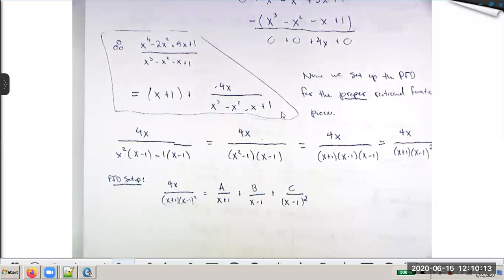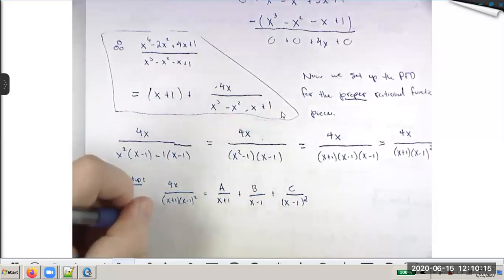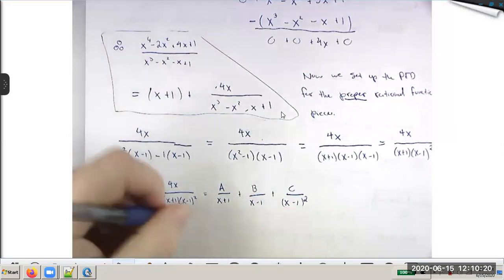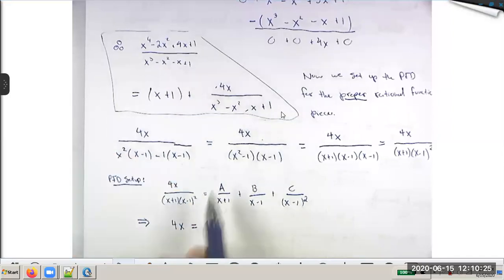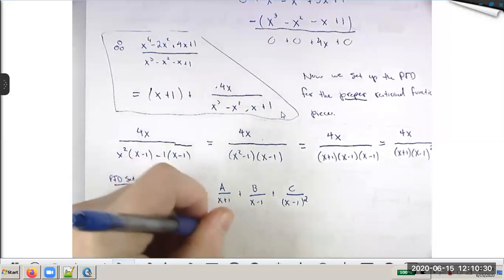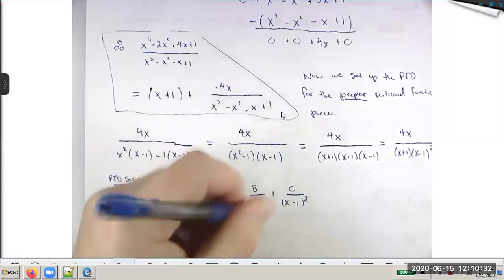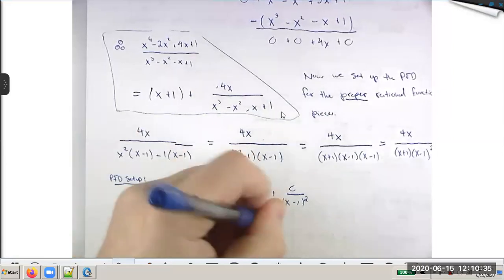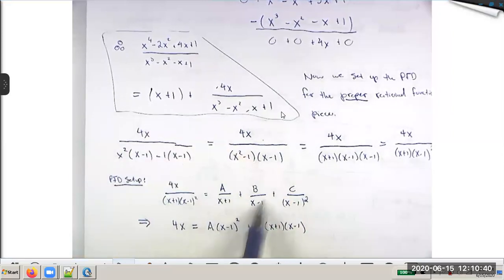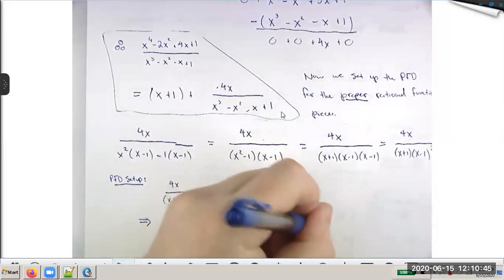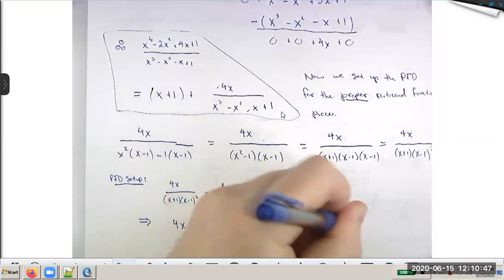I'll clear through multiplying out, get rid of my denominators. So I multiply by x plus 1 times x minus 1 squared. The left-hand side just becomes 4x. The right-hand side, when I distribute everything, is going to be a times x minus 1 quantity squared plus b times x plus 1 x minus 1. So here this x minus 1 cancels one of the x minus 1 factors, and then plus c times x plus 1.